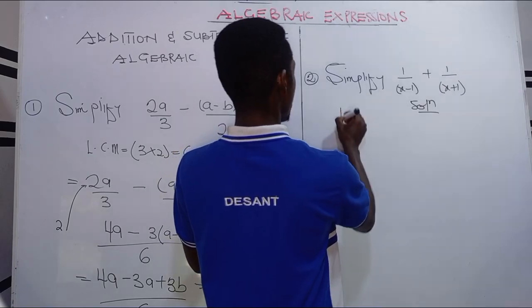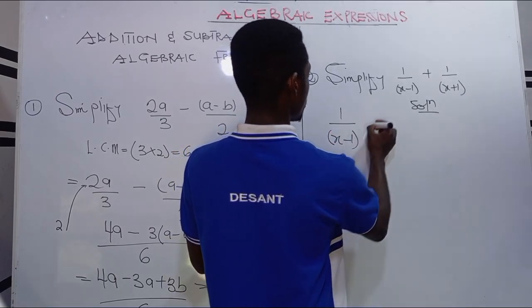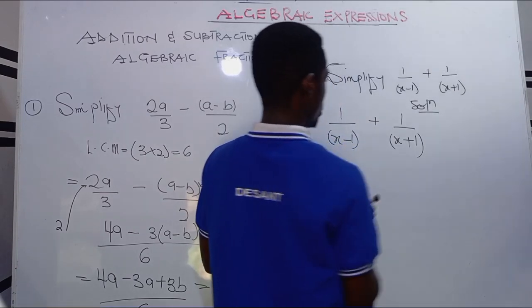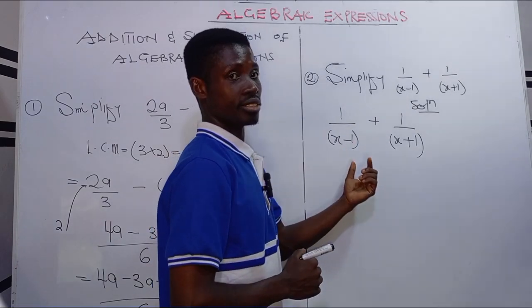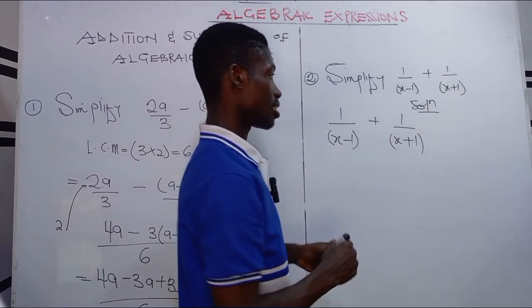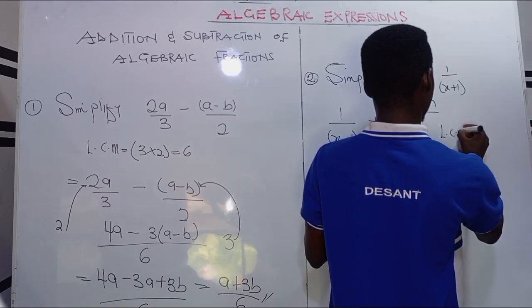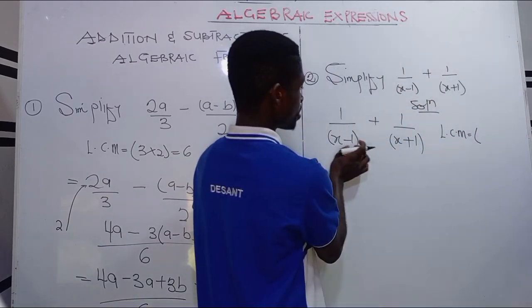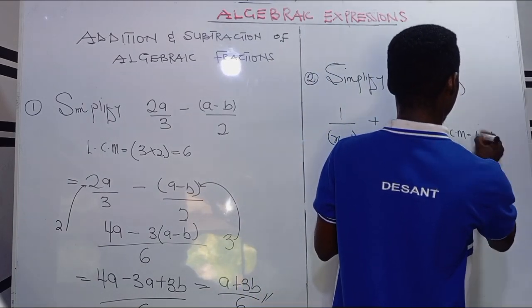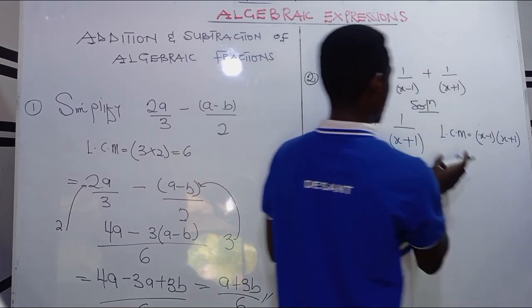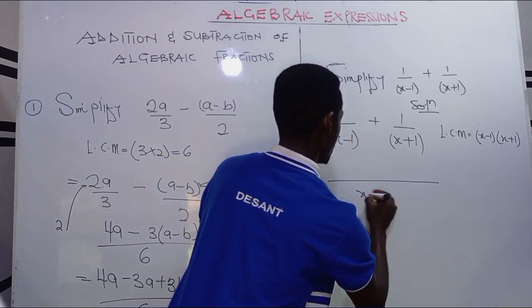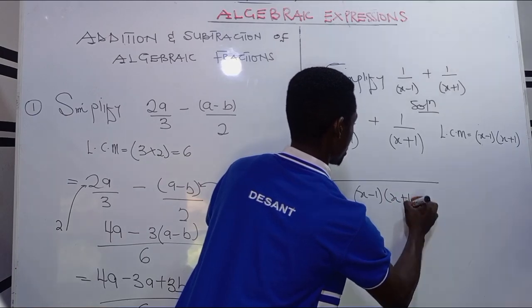So let's solve it together. We have 1 over x minus 1 plus 1 over x plus 1. So we have an algebraic fraction. So what we are going to do is that we find the LCM of the denominators. So the LCM is going to be x minus 1 times x plus 1. This is the LCM of the denominators. Good. So we have x minus 1, x plus 1.